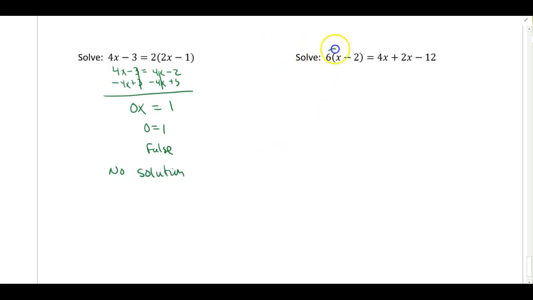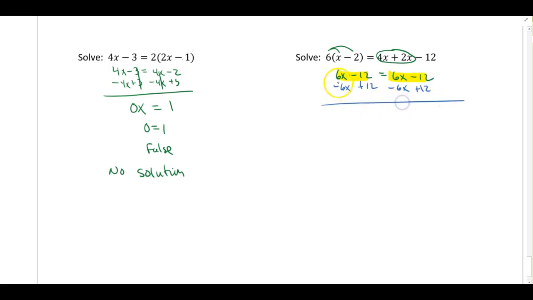However, the next example, I go ahead and I distribute 6x minus 12 equals, combine like terms on the right side, 6x minus 12. Notice, right away I should see what the answer is going to be because the left side is exactly the same as the right side. But if I don't, subtract 6x, add the 12, and what happens is you get 0x equals 0 because everything cancels. 0 is equal to 0, which means it's an infinite number of solutions.